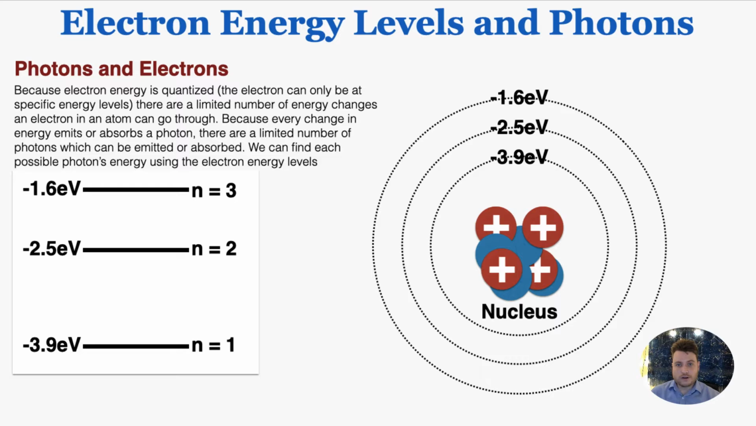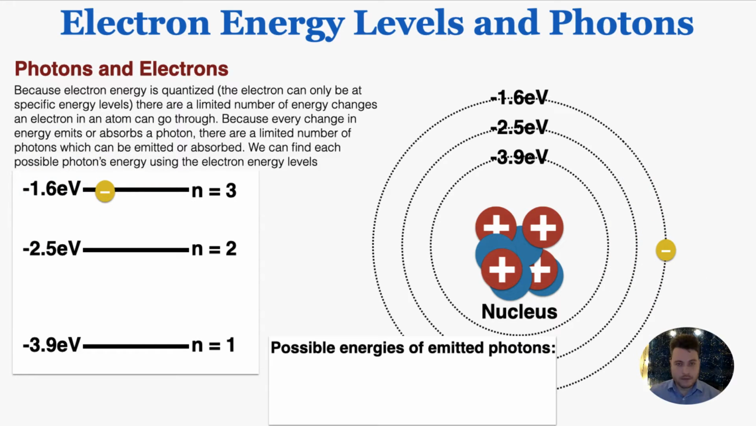And I'm going to use this chart to understand all the different ways an electron's energy can change in this atom. I'm going to start by finding the possible energies of photons that this atom could emit specifically. I'll worry about absorbing photons later. When an electron emits a photon, that's when it's moving down in energy level.